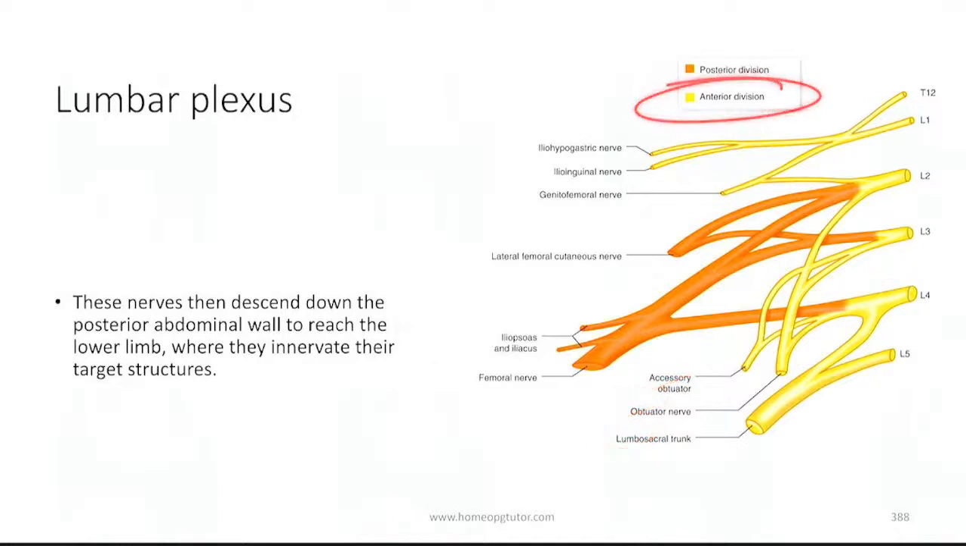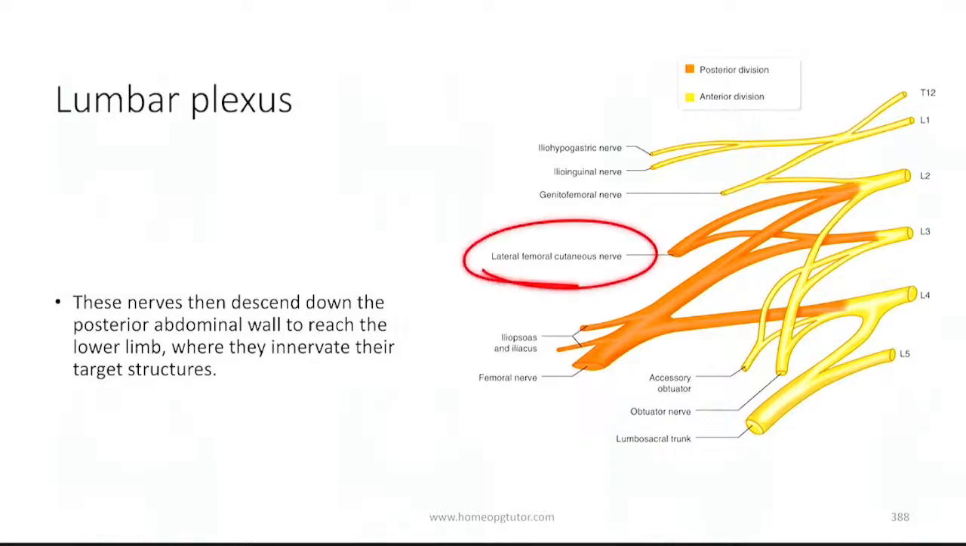That is one thing you remember, okay? It is from the anterior division. Now the posterior division of all the other roots, majorly the L2, L3 and L4, joins together to form majorly two nerves. Okay, major two nerves. One is lateral femoral cutaneous nerve, and the biggest one is the femoral nerve. Other than that, we have iliopsoas and iliacus nerves also. Okay, majorly we have this lateral femoral cutaneous nerve and femoral nerve, and then we have the other two smaller branches to iliopsoas and iliacus.